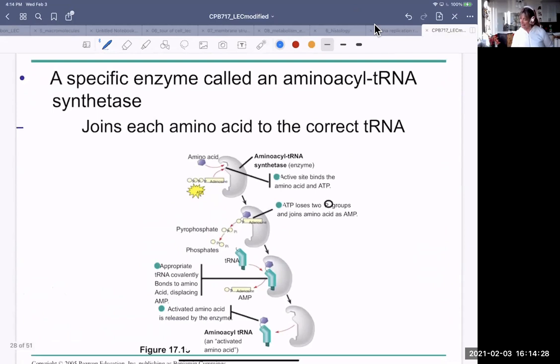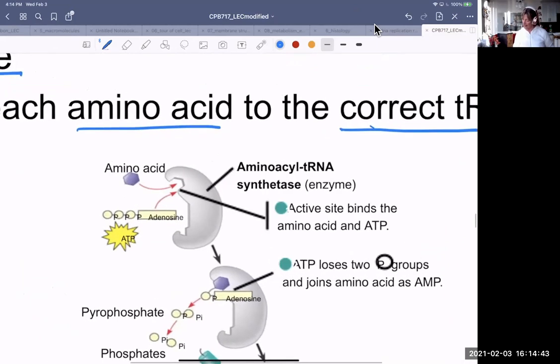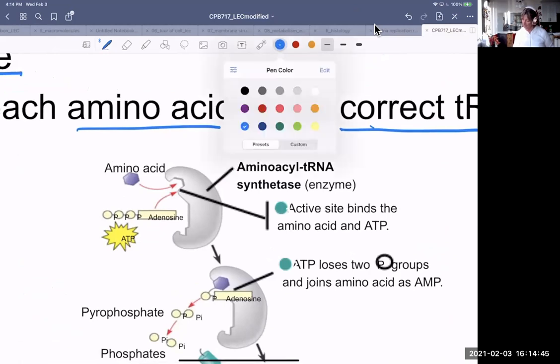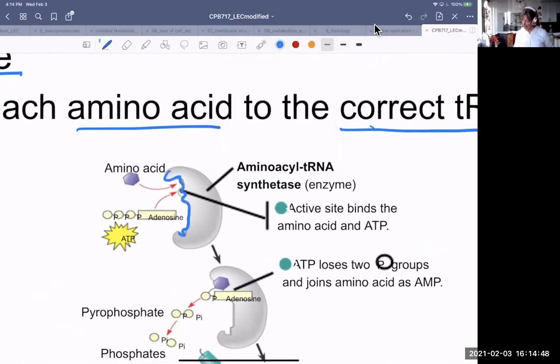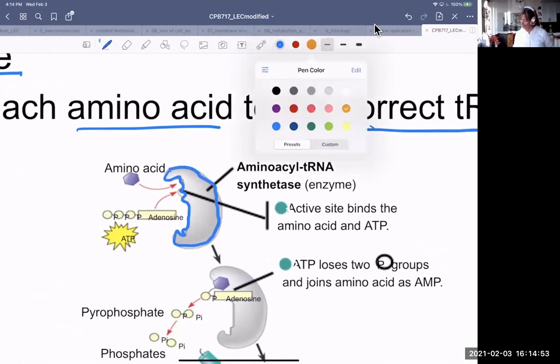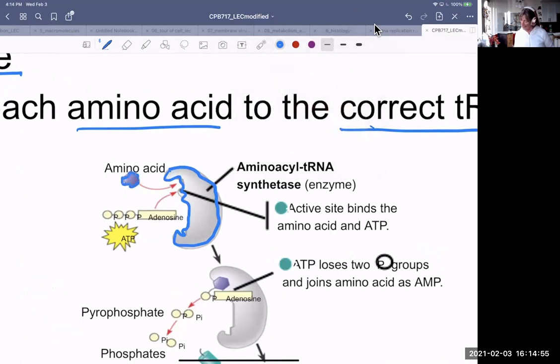An enzyme called aminoacyl tRNA synthetase. Remember, if something has synthe-, you know it's got to have something to do with synthesis. Joins each amino acid to the correct transfer RNA. So here's the enzyme here. It's a fairly large enzyme. Here's our amino acids. One amino acid. And this takes energy. It takes energy from ATP.